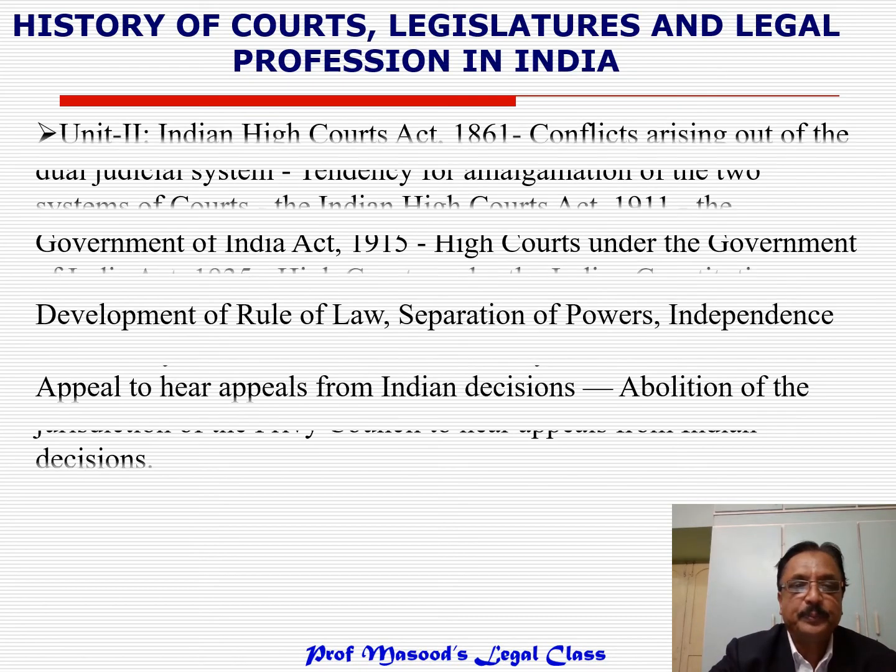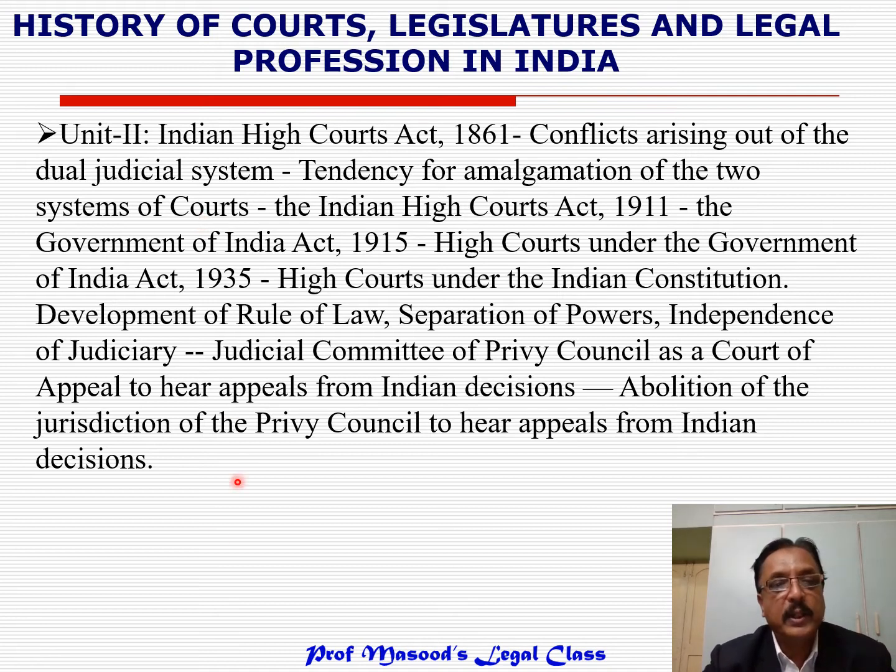Let us go to unit number two. Indian High Courts Act 1861, conflicts arising out of the dual judicial system, tendency for amalgamation of the two systems of court, the Indian High Courts Act 1911, the Government of India Act 1915, High Courts under the Government of India Act 1935, High Courts under the Indian Constitution, development of rule of law, separation of powers, independence of judiciary, Judicial Committee of Privy Council as a court of appeal to hear appeals from Indian decisions, abolition of the jurisdiction of the Privy Council to hear appeals from Indian decisions. So this is unit number two.